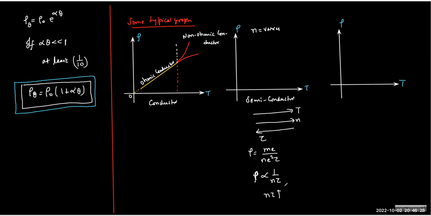But in case of a conductor, N is constant. In the semiconductor world, the charge carrier concentration itself will change with temperature. And therefore, the graph will be like this. And this is a blessing in disguise. This temperature dependence of resistance has a lot of usefulness when it comes to sensors.